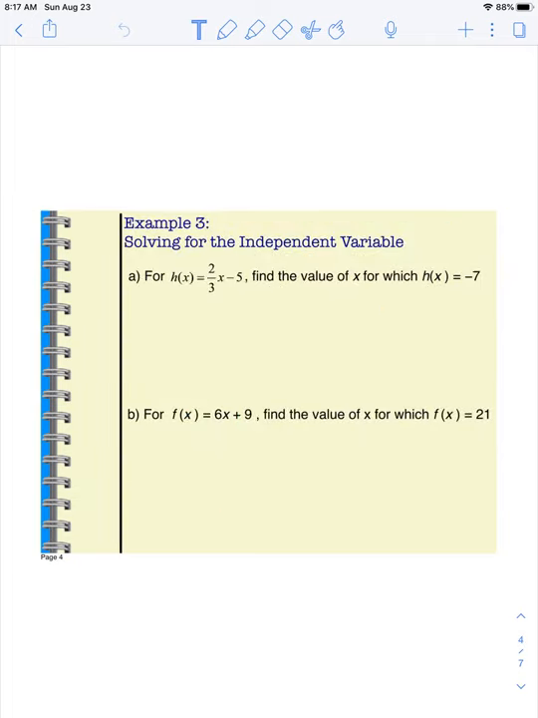All right, so we looked at evaluating a function for x. Now let's look at solving for the independent variable when we know what the function should equal. So in part A, I have h of x equals 2/3 x minus 5. We want to find the value of x when h of x is negative 7. That means I'm going to replace h of x with negative 7. So I'm going to rewrite this as negative 7 equals 2/3 x minus 5. And now we're going to solve for x.